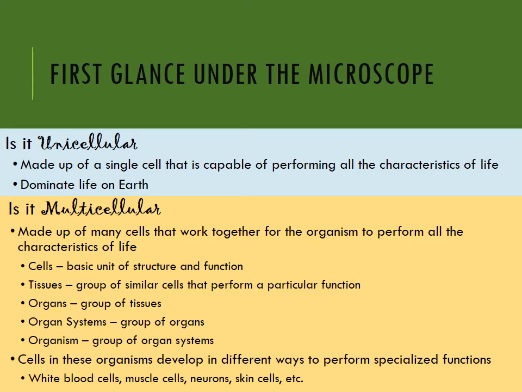Cells in these organisms develop in different ways to perform specialized functions. For example, white blood cells, muscle cells, neurons, all of these act in different ways. They divide differently. Some divide more frequently than others.